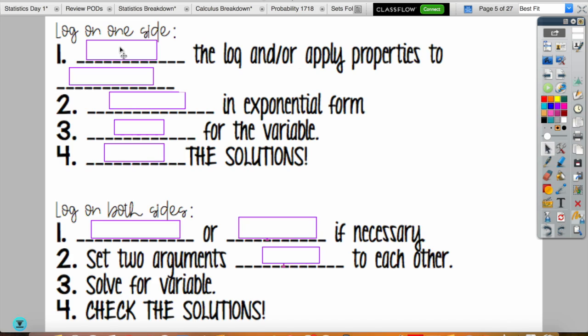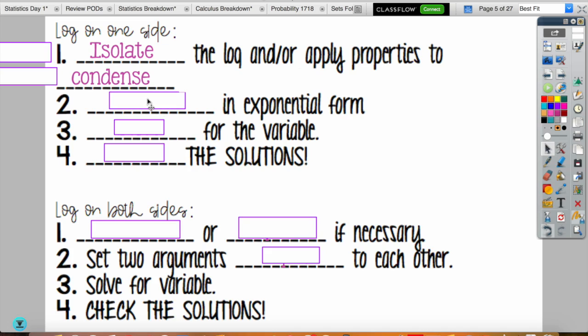The first thing you want to do is isolate the log. What does isolate mean? Make it by itself. Make it alone. Get it alone. Make it by itself, okay? So you want to get the log by itself on one side of that equal sign. And, or, it just kind of depends on what you're given, apply properties to condense the log. So depending on what you have, you might just have to isolate the log, or you might have to apply your product property, your quotient property, so then that way you can actually start solving.